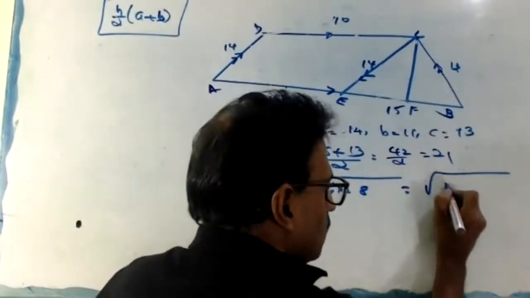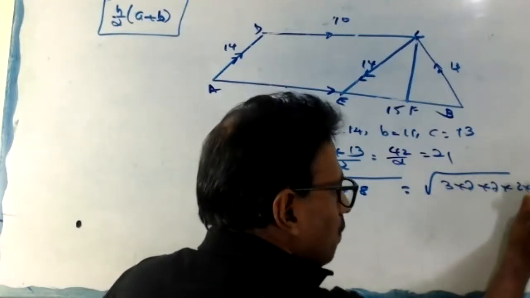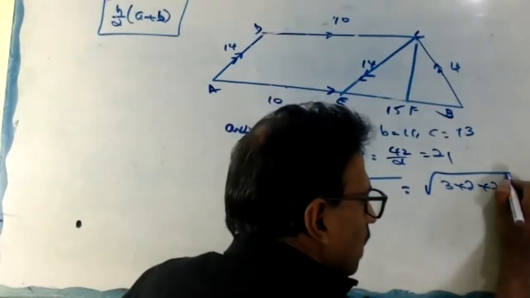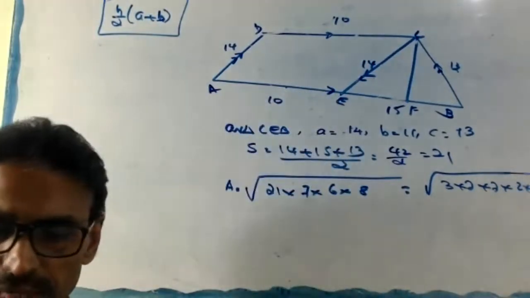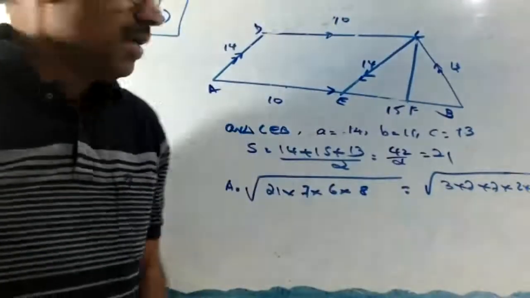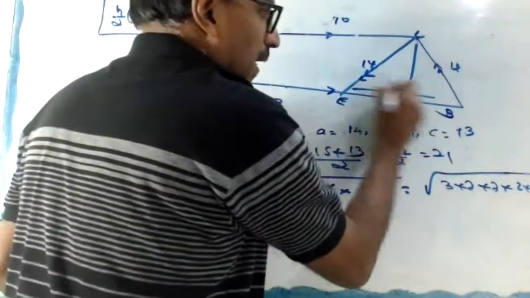Here we get 3 into 7 into 7 into 2 into 2 into 2 into 3 into 2 into 2 into 2. How much is this area? Anyone help me? How much area? 84? Okay, 84. This area is equal to 84.